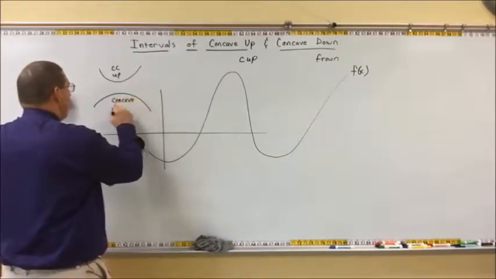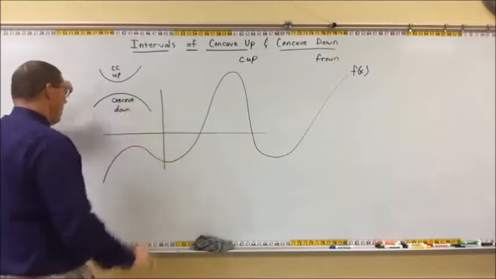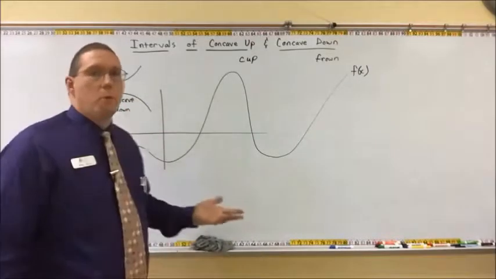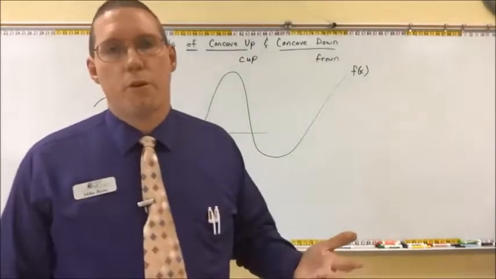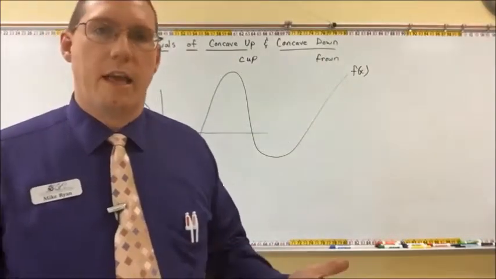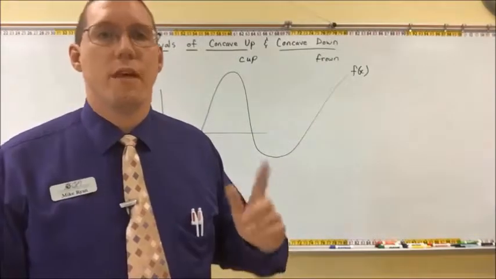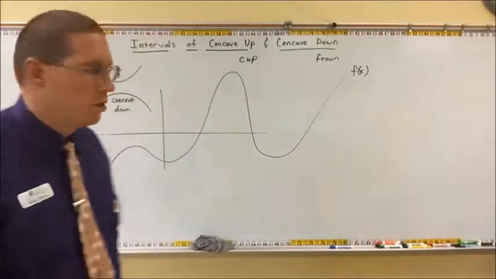When it has a frown shape to it, it's curved downward, we call this concave down. And then there's one more possibility, and that's a place where the graph switches from concave up to concave down, and we call those inflection points. But I'll show you those in just a minute.